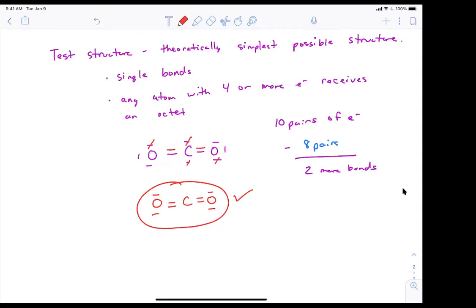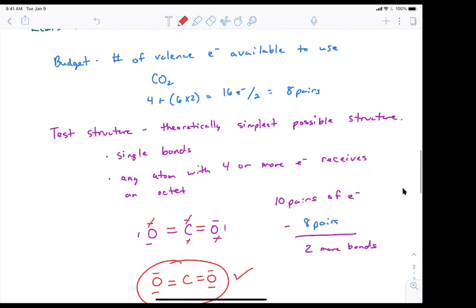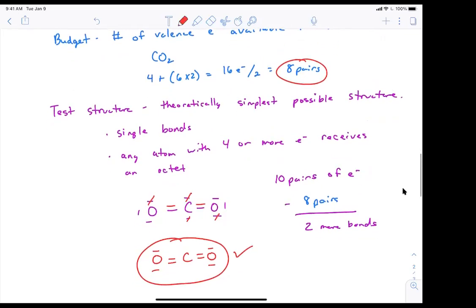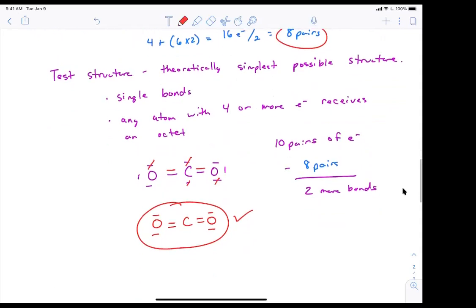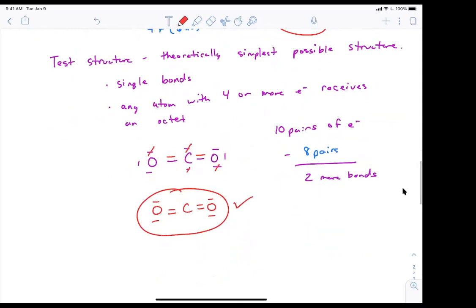And even if you don't feel like you need the test structure, I think it's always important that you think about your number of pairs. Because even when you draw a structure that you think is right, double check the budget just to make sure you do it right. But I'm telling you this right now, this is the best way. It may feel longer sometimes, but it's reliable, and you do it the same way every time. It takes less effort.